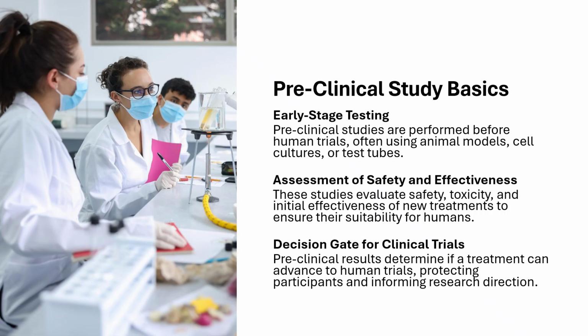Only after the treatment shows promise and does not appear to cause harm can researchers apply for regulatory approval to move into human trials. It's important to note that most drugs never make it past this phase. The goal of preclinical testing is to protect human participants by identifying risks early and ruling out unsafe compounds.